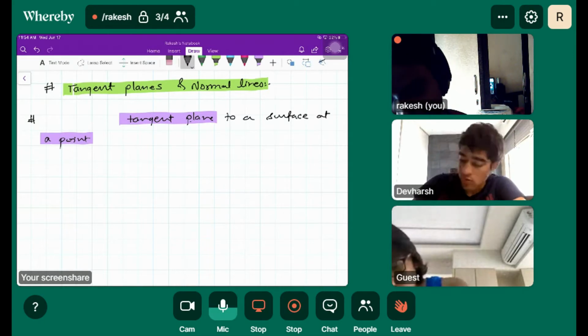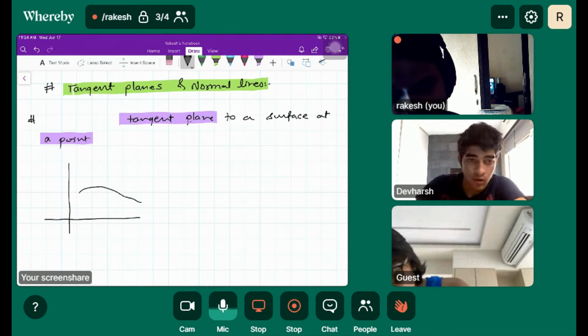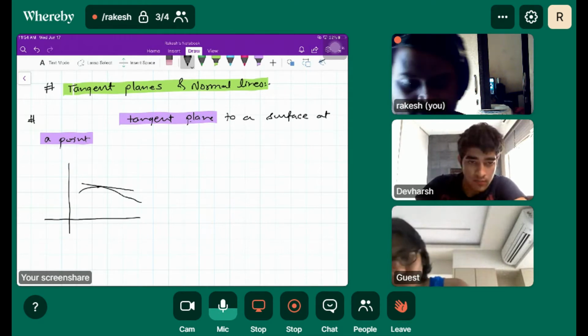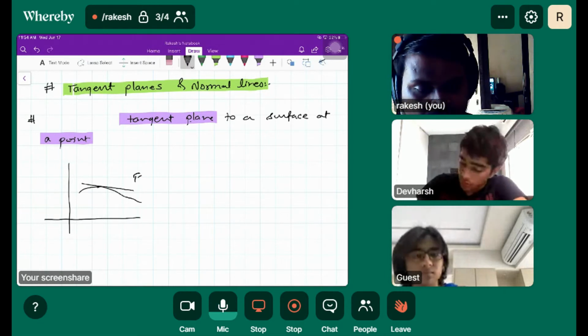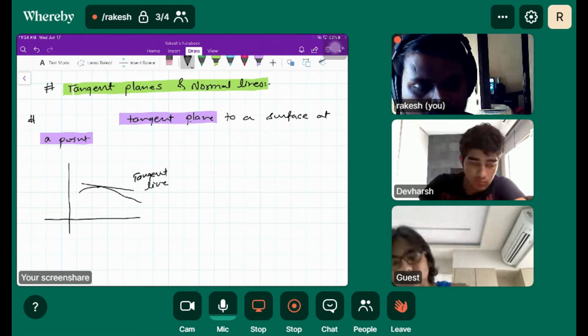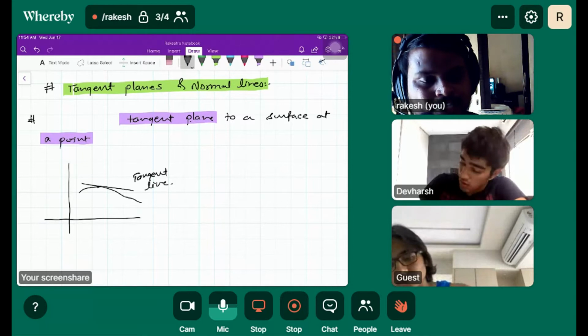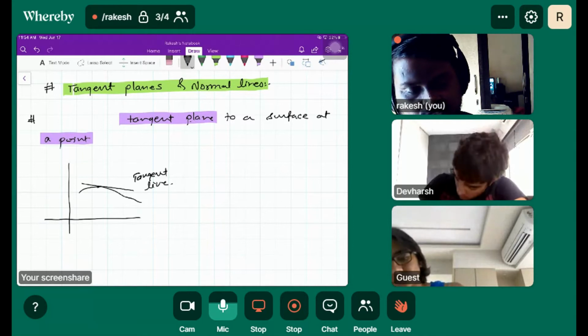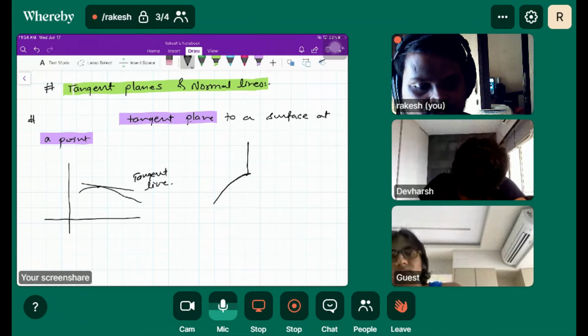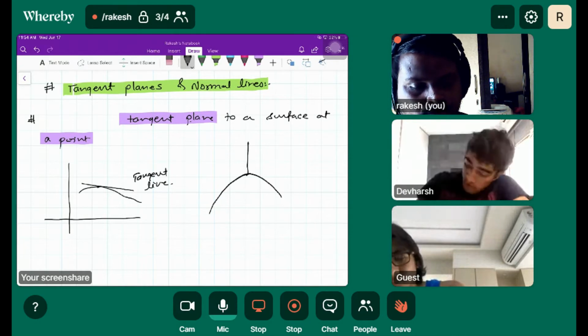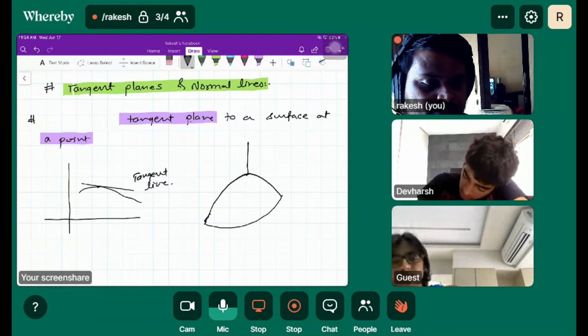Now I'm giving you a few ideas. See, in a two-dimensional figure you have this curve, and we draw the tangent line, right? This is called the tangent line. Now what we are discussing is the tangent plane. So obviously we need a surface.